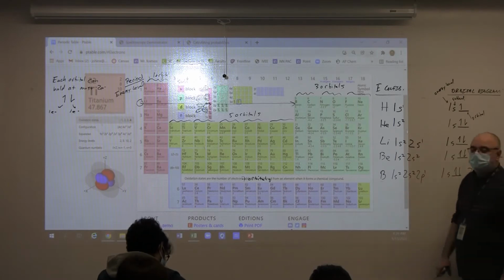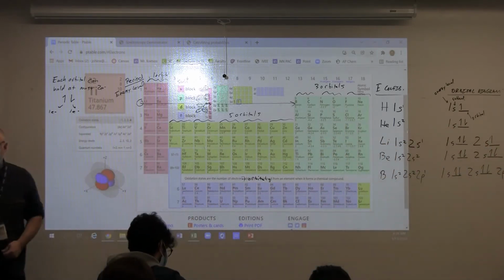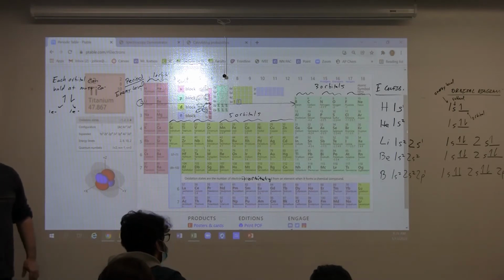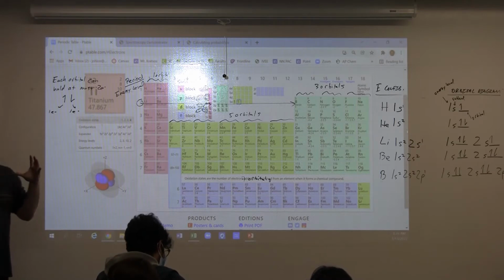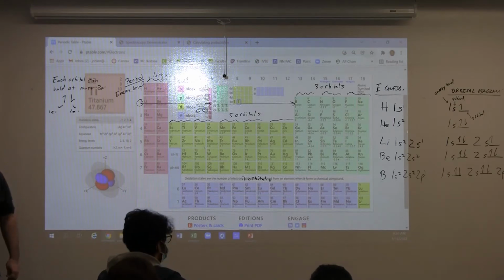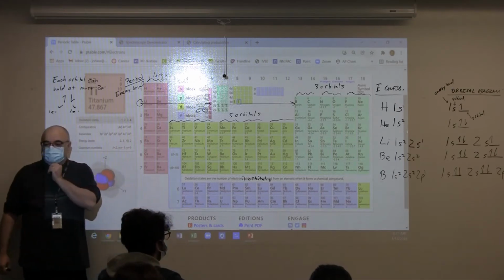When you have the 1s and then the 2s, do you always have to add the 1s and the 2s? Yep. She's asking, do I always have to start from the beginning and keep adding on? Yes, because we're building up the atoms bigger and bigger as we go. So for every single one after this, it's always going to start with 1s2.